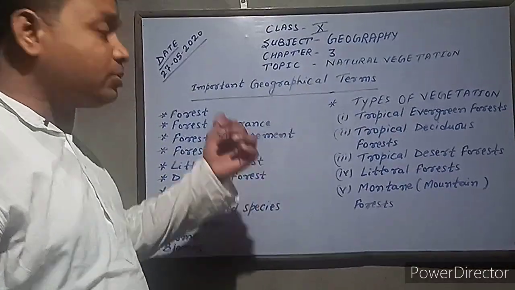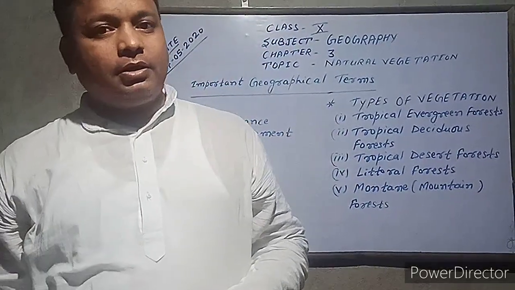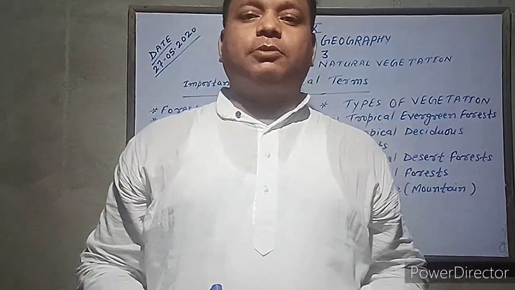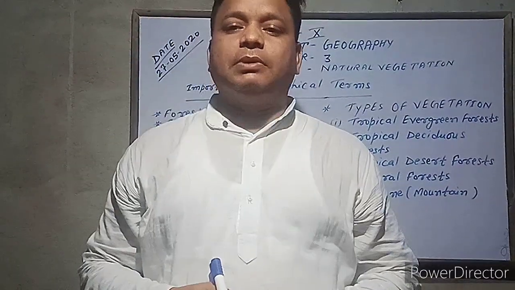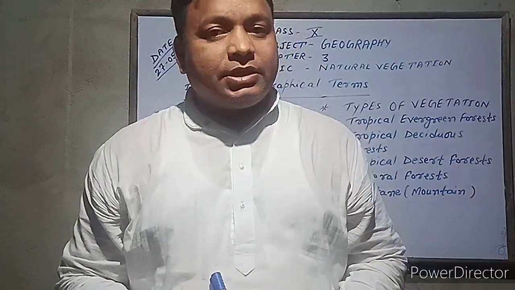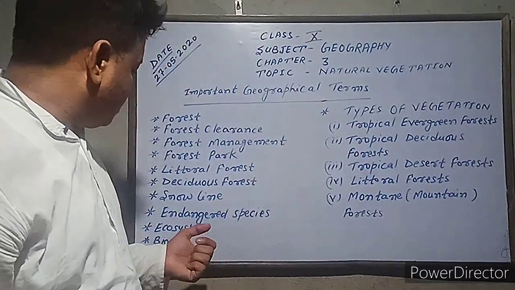Now student, the snow line. A snow line is an imaginary line on the mountain above which water becomes ice, and below this line ice melts and vegetation grows. It is known as a snow line.